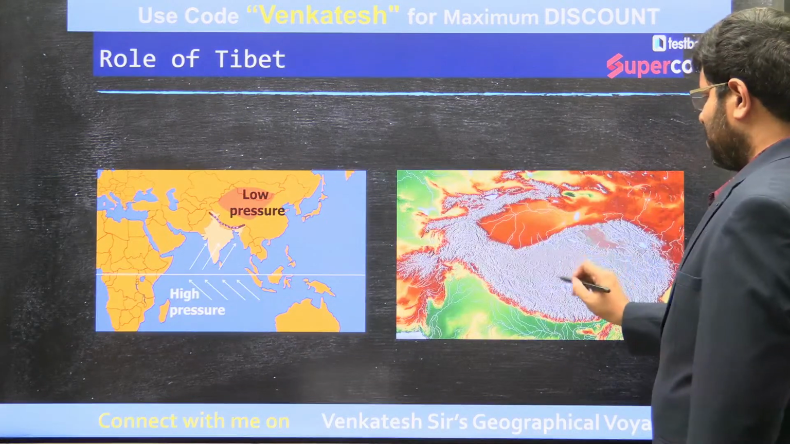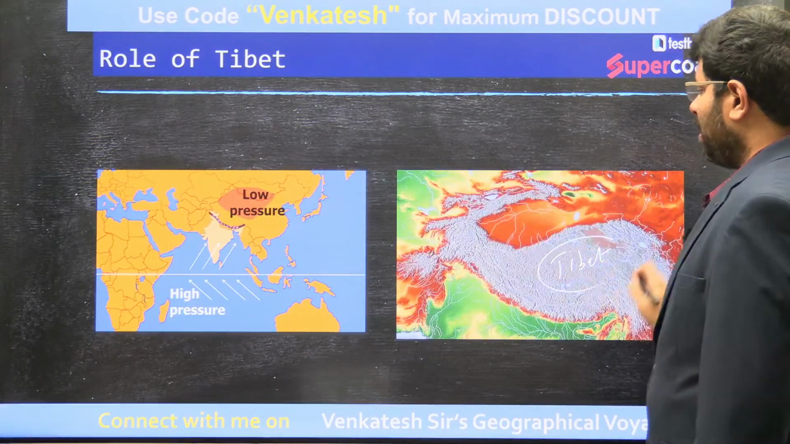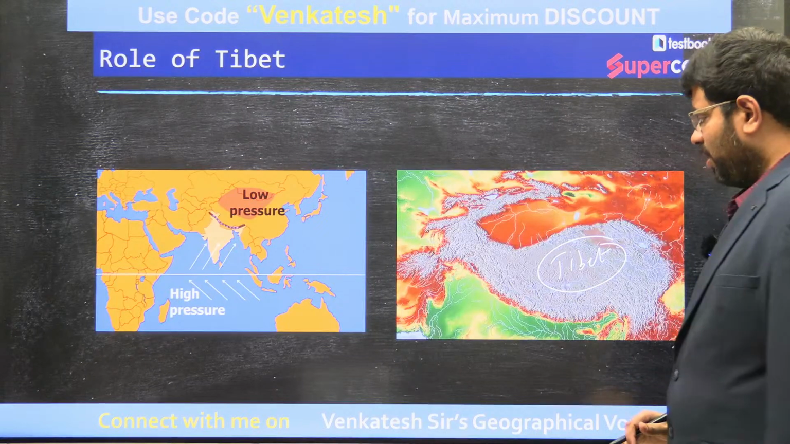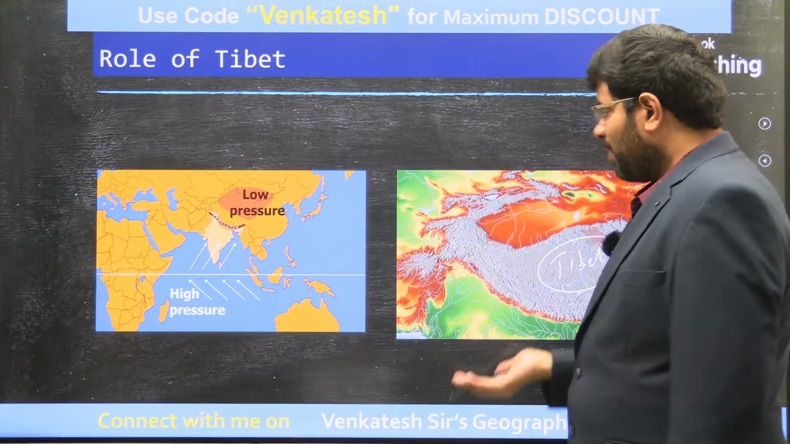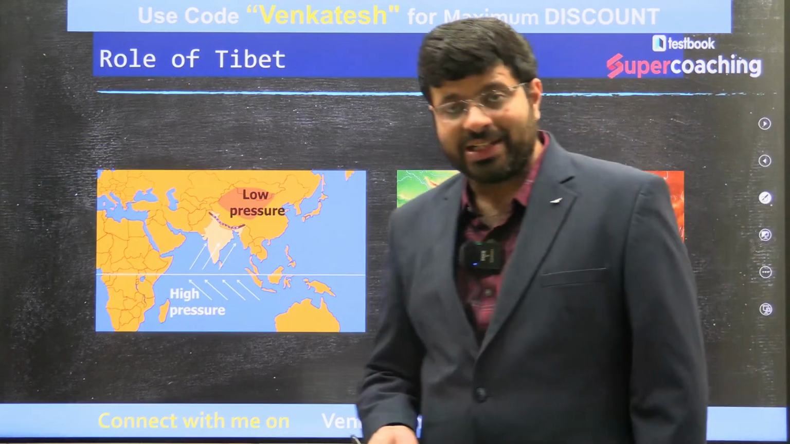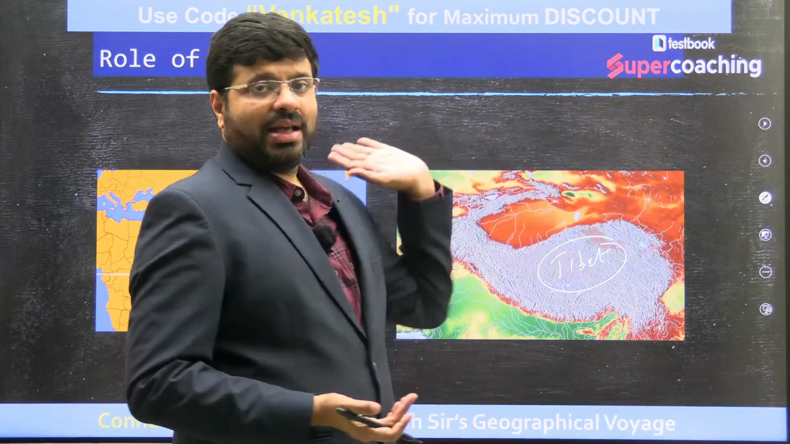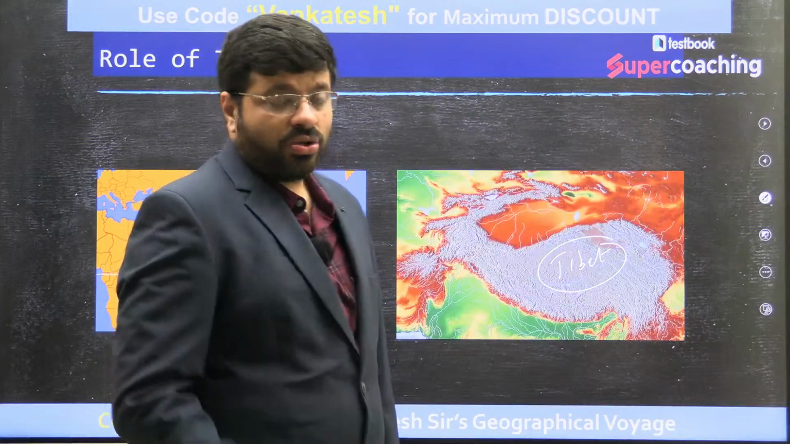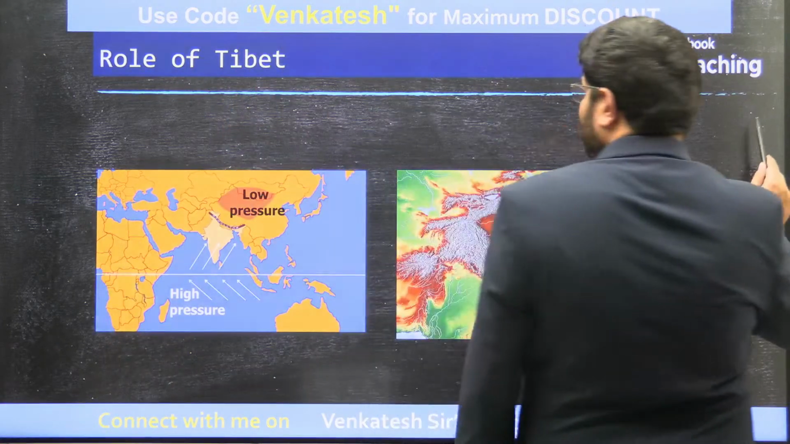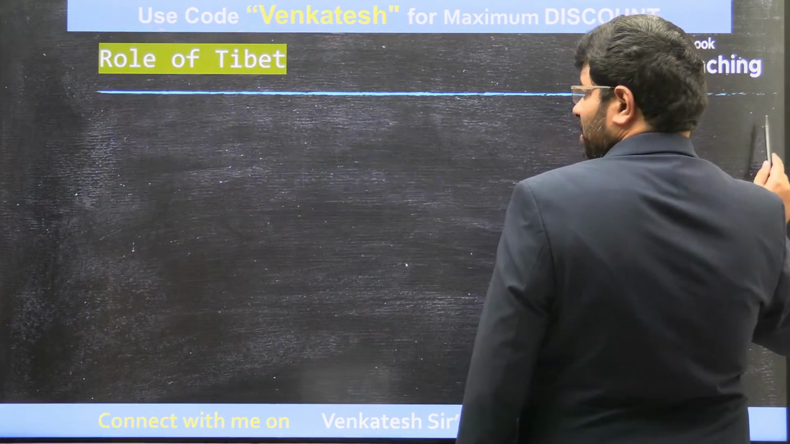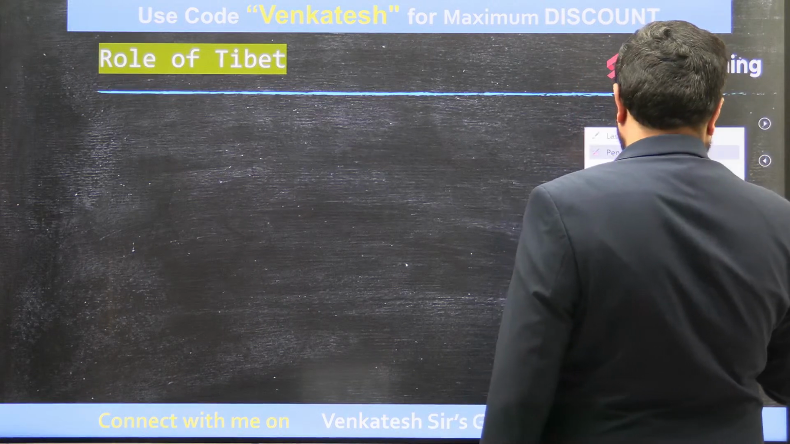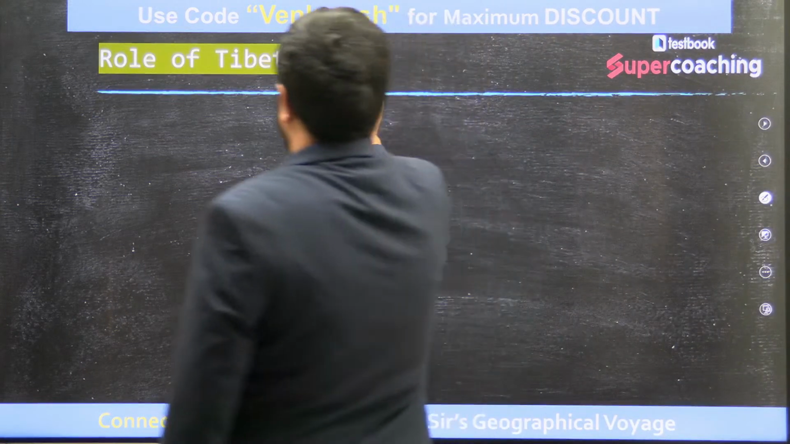So if you see this Tibet, you can see it is fairly flat land because of the topography and all surrounding. It receives a decent amount of heat, insolation. It acts as a heat engine. Everything rises, and that is where it is leading. So when you talk about monsoons, there is a variety of factors. You have Tibet, which acts as a heat engine.